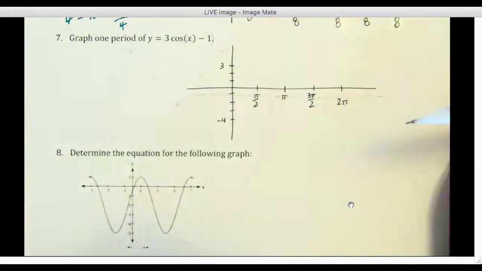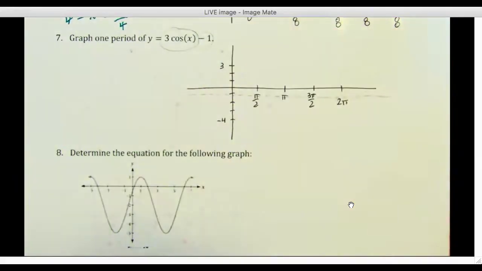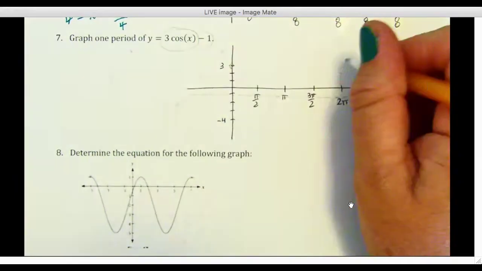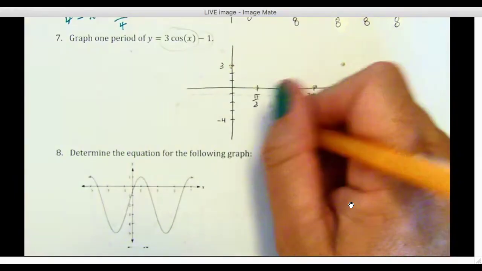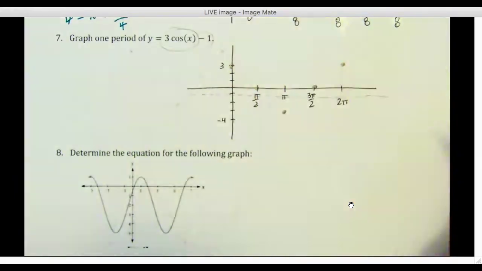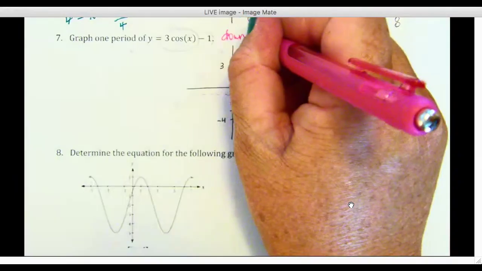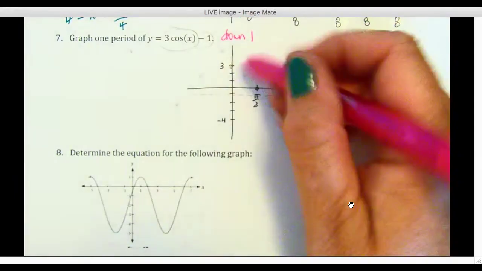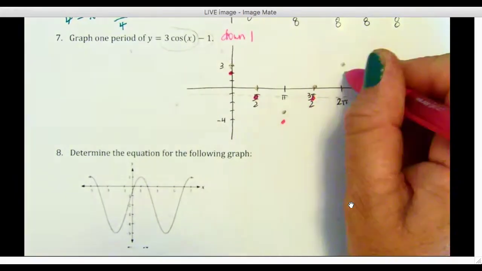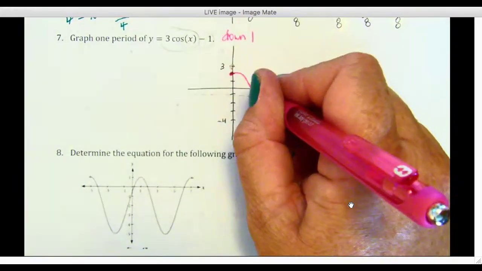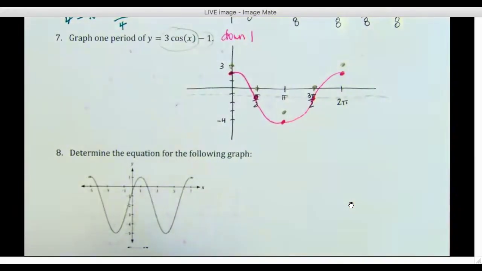The amplitude is 3. So I'm going to graph 3 cosine x without the vertical shift first. So it starts up at 3. It ends at 3. The quarter points are my roots. And then my halfway point is my minimum there. And all of these points are going to move down 1. So all of these points move down 1. This shifts down 1. This shifts down 1. This shifts down 1, down 1, and down 1. And that is the graph that I want. And there's our cosine graph.